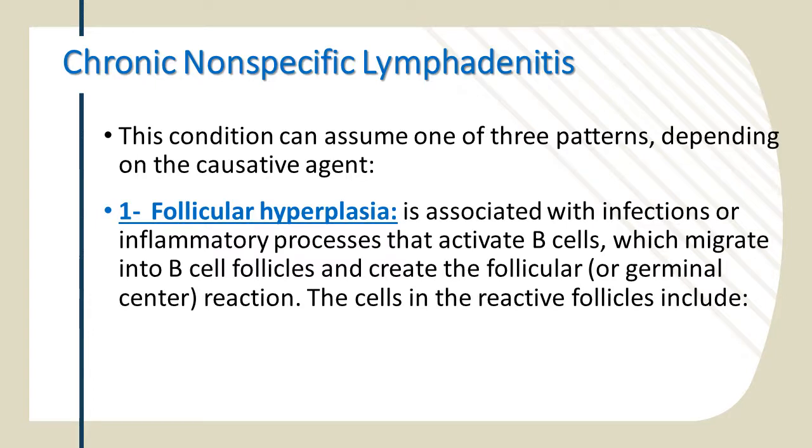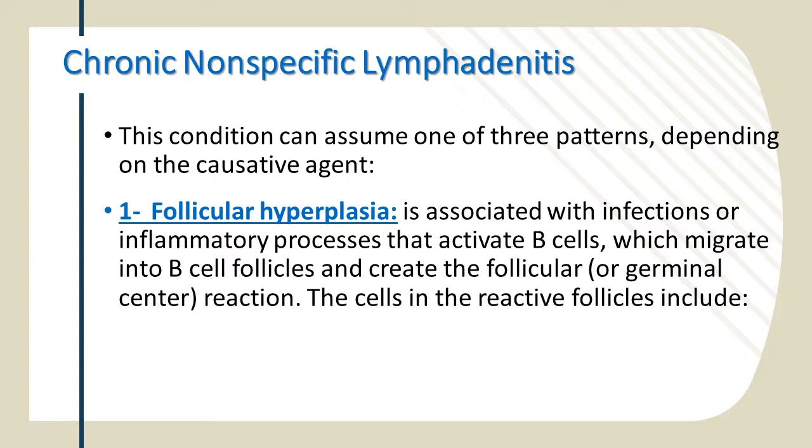What about chronic non-specific lymphadenitis? This condition can assume one of three patterns depending on the causative agent. These are the follicular hyperplasia, secondly the paracortical hyperplasia, and finally the sinus histiocytosis. Follicular hyperplasia is associated with infections or inflammatory processes that activate B cells, which migrate into B cell follicles and create the follicular or germinal center reaction.